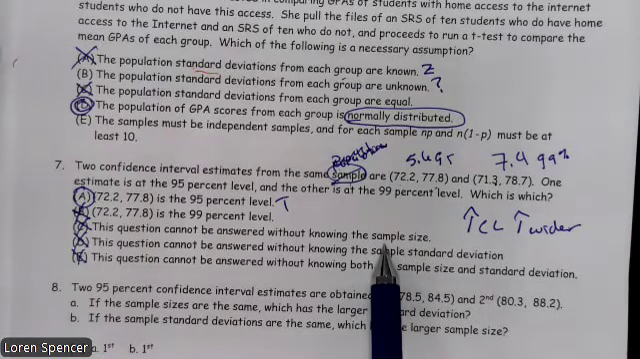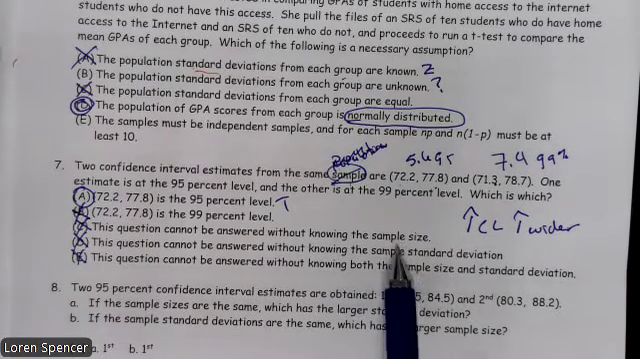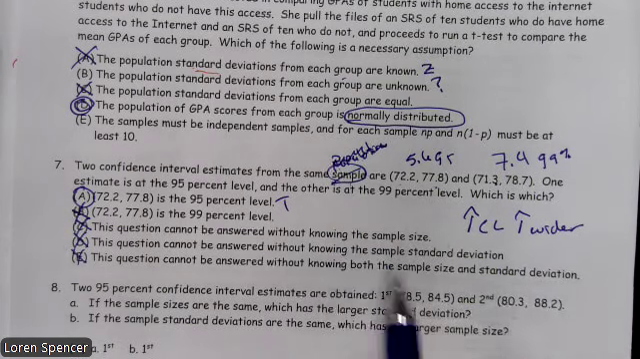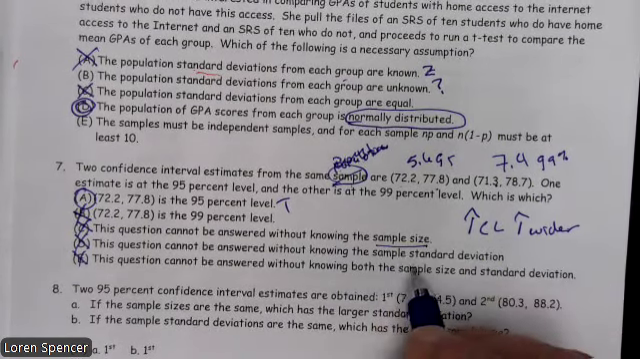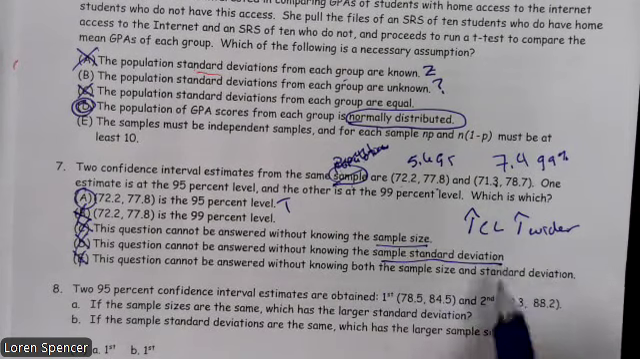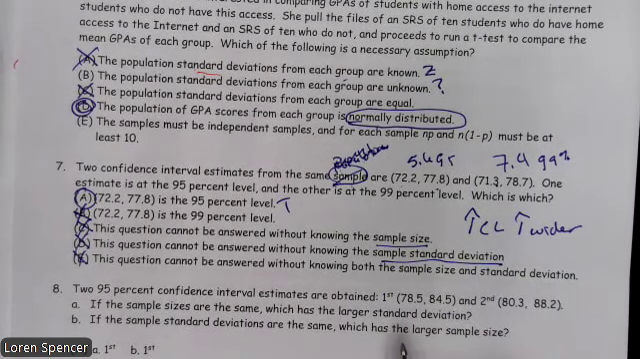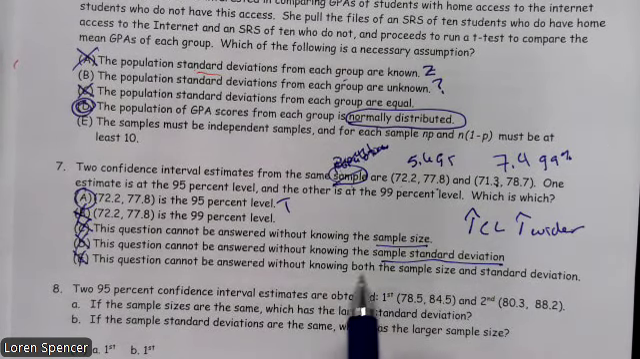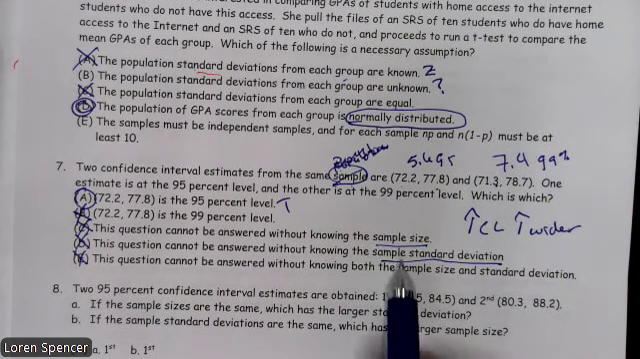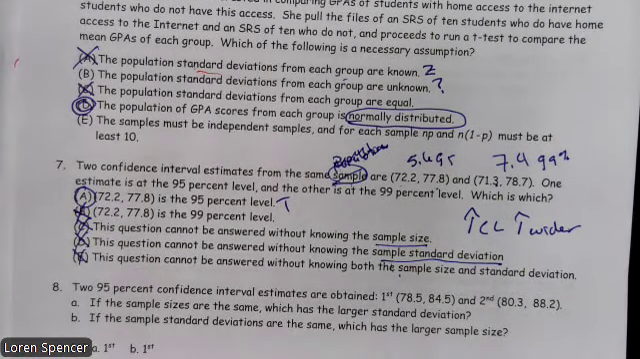Because both of them came from the same sample, I should say sample. The sample sizes are the same. They'll have the same sample standard deviation because they came from the same sample. And of course, E is just a restatement of combining C and D together. The only one that's true is A.